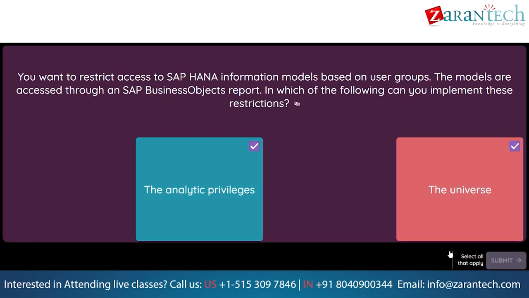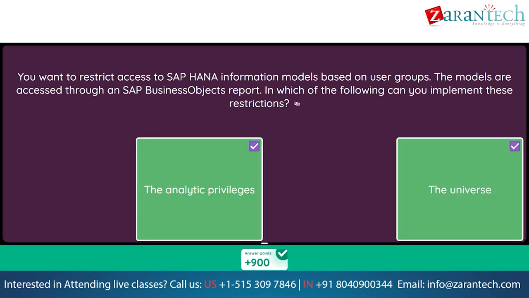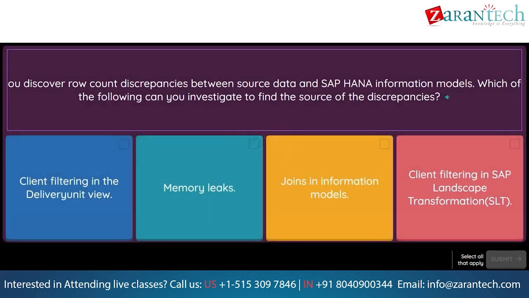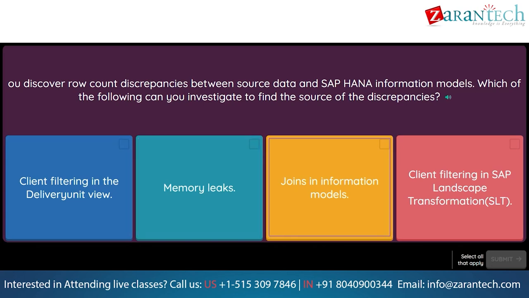Question, you discover row count discrepancies between source data and SAP HANA information models. Which of the following can you investigate to find the source of the discrepancies? Option 1, client filtering in the delivery unit view. Option 2, memory leaks. Option 3, joins in information models. Option 4, client filtering in SAP Landscape Transformation, SLT.